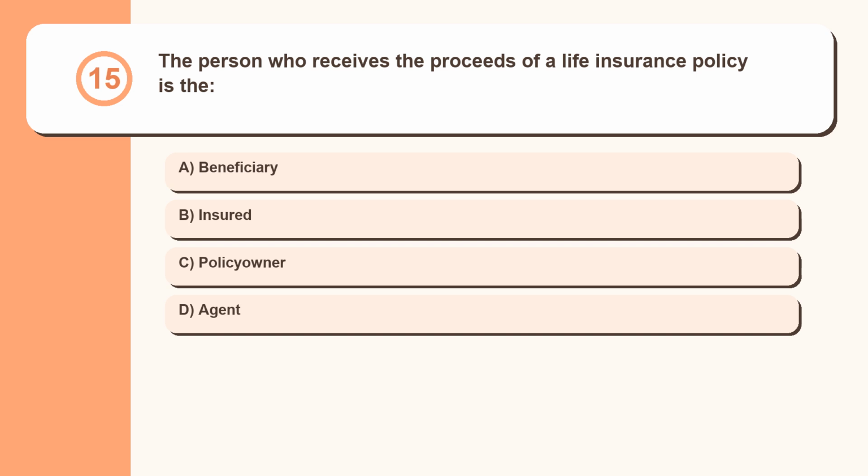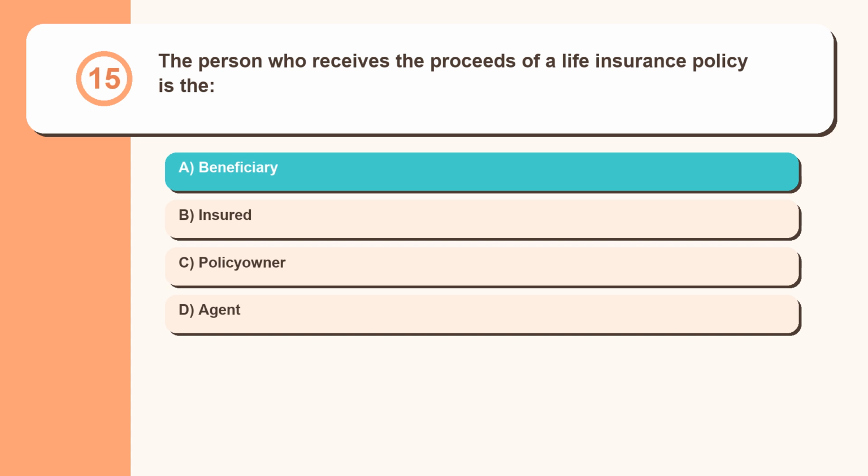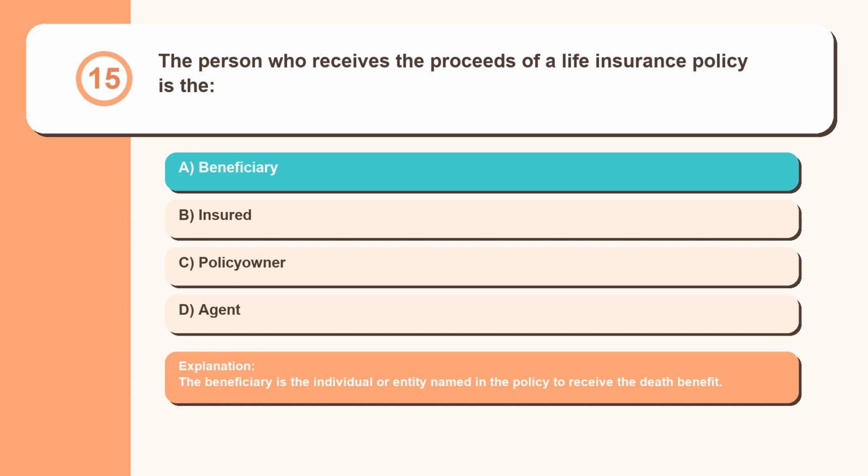Question 15. The person who receives the proceeds of a life insurance policy is the beneficiary, insured, policy owner, agent. The beneficiary is the individual or entity named in the policy to receive the death benefit.